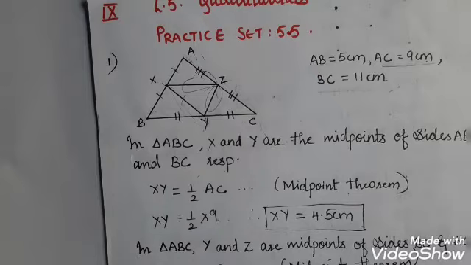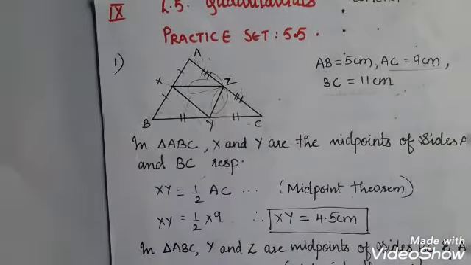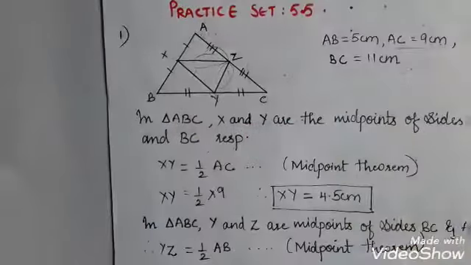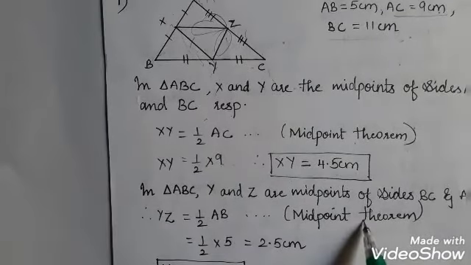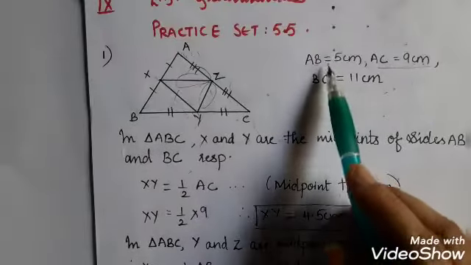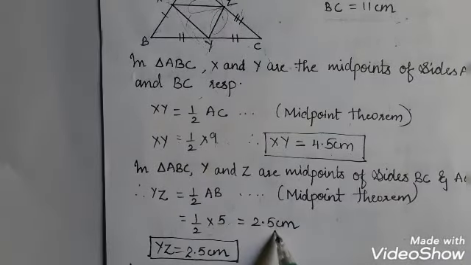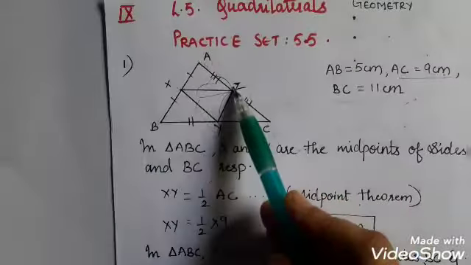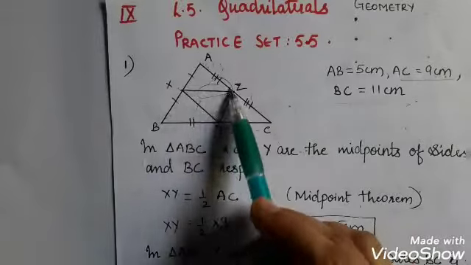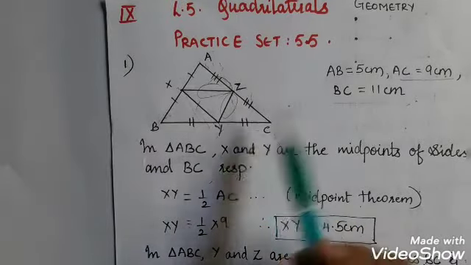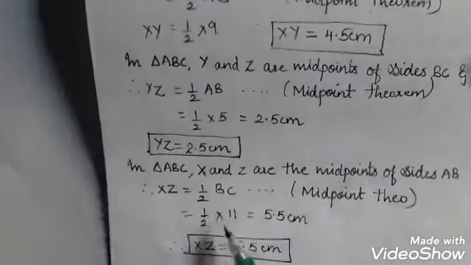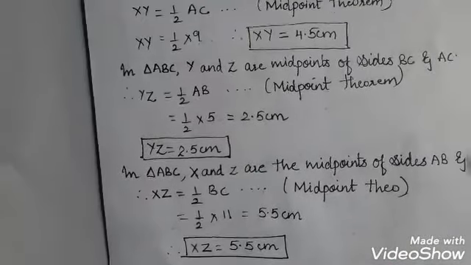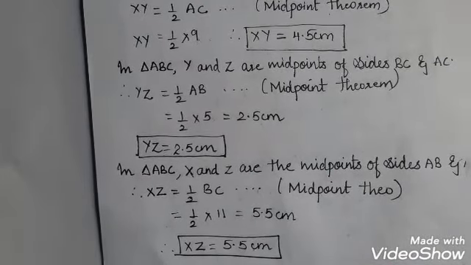Next, second, I take Y and Z as midpoints. Now if Y and Z are midpoints, the side opposite to YZ is AB. So YZ is half of AB, by the midpoint theorem. AB is how much? 5. So half of 5 is 2.5. So YZ is 2.5. And last, I take X and Z as the midpoints of sides AB and AC. So XZ is half of BC. Half of 11 is 5.5. So XZ is 5.5. So you got XY, YZ and XZ.